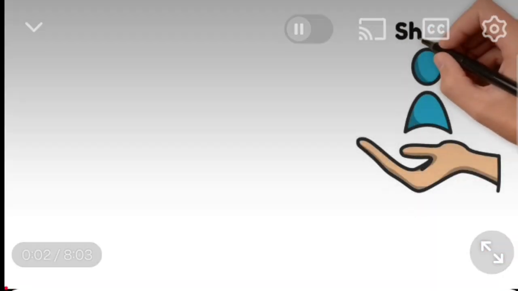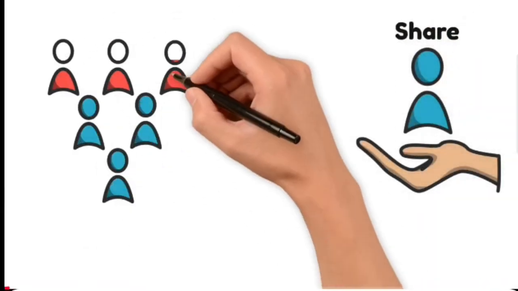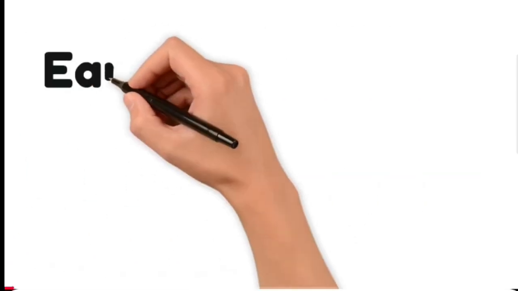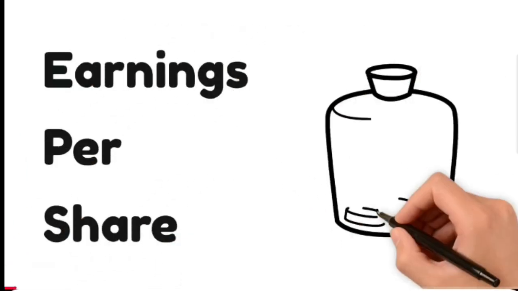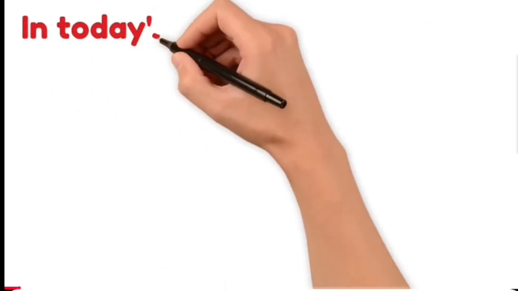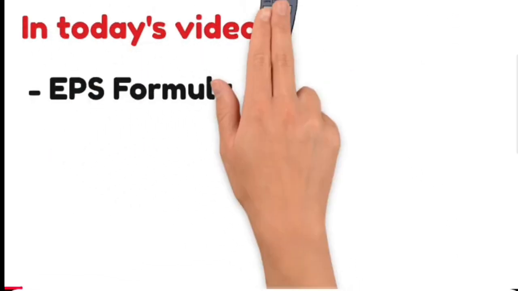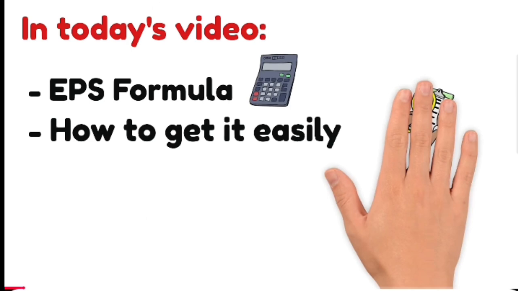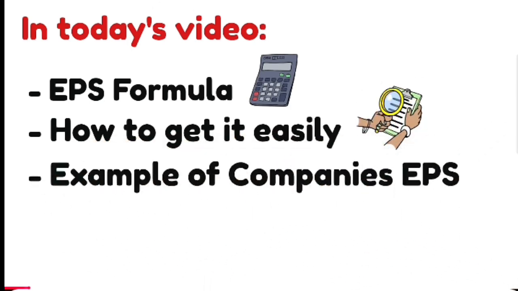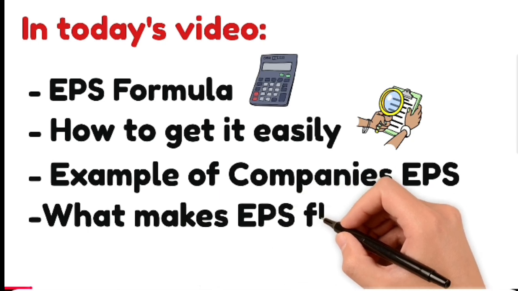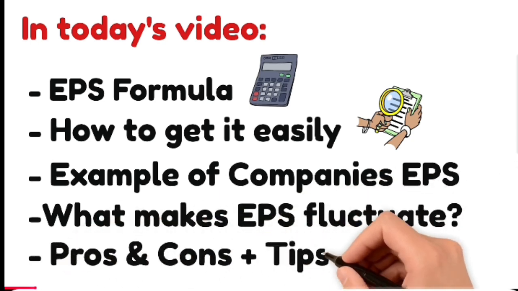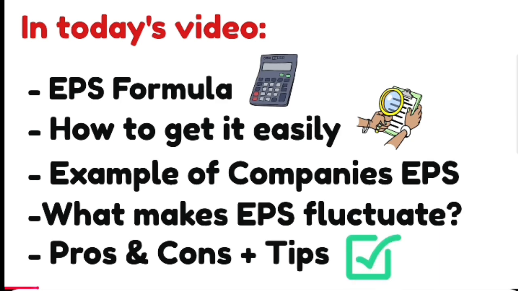Stock means you're a legal part owner of a company, and as a part owner, you receive a portion of its profits. This concept is captured by a key financial metric known as earnings per share, or EPS. In today's video, we're going to break down the EPS formula, show you how to easily find this number in company reports, illustrate simple examples to get a clear understanding, explore what causes EPS to fluctuate over time, and share some useful tips to keep in mind when using this metric to evaluate stocks.